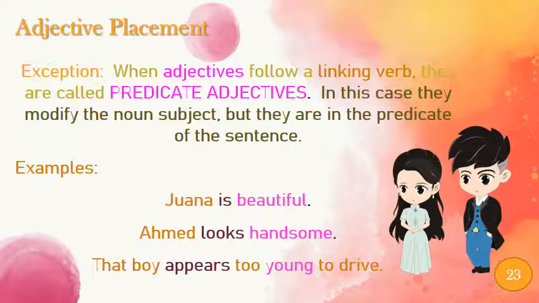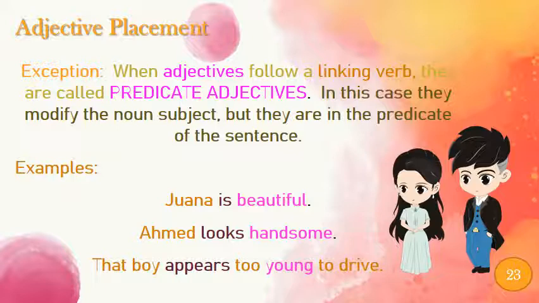Also, I have another exception. When doesn't the adjective come before the noun? When adjectives follow a linking verb. A linking verb. Okay? Maybe the verb to be or verbs that do not express actions. We call them linking verbs. Okay. The adjective comes after these linking verbs. And we call it predicate adjective.